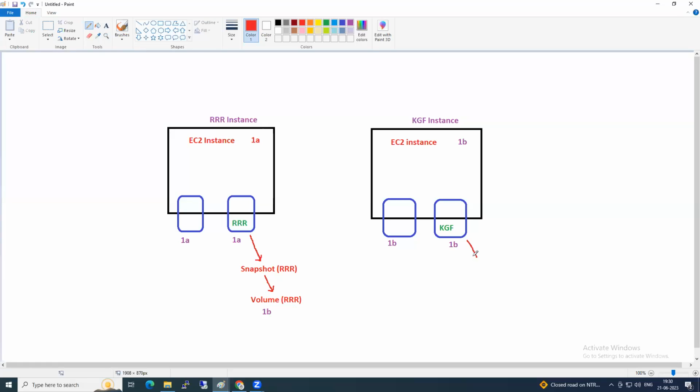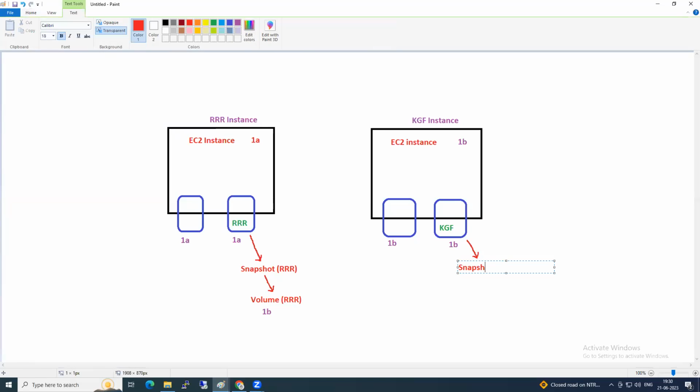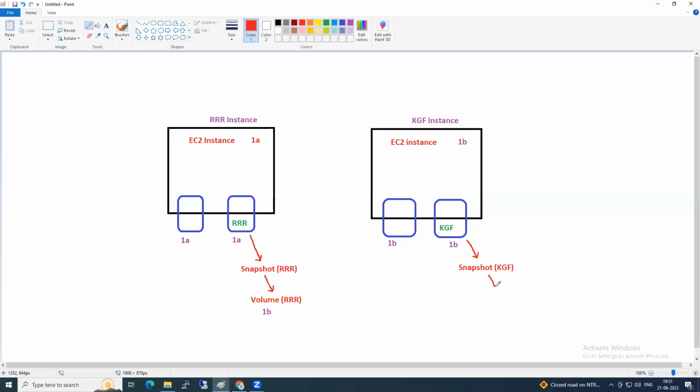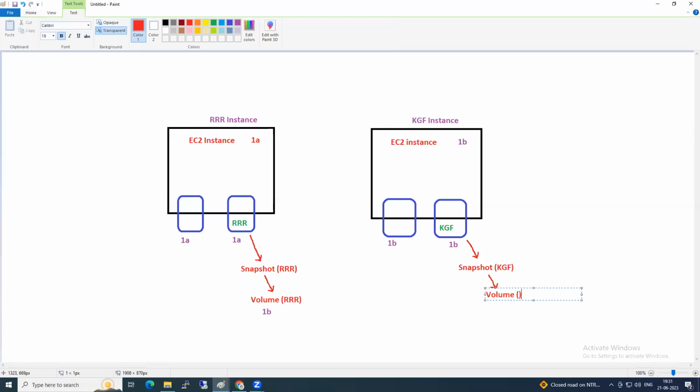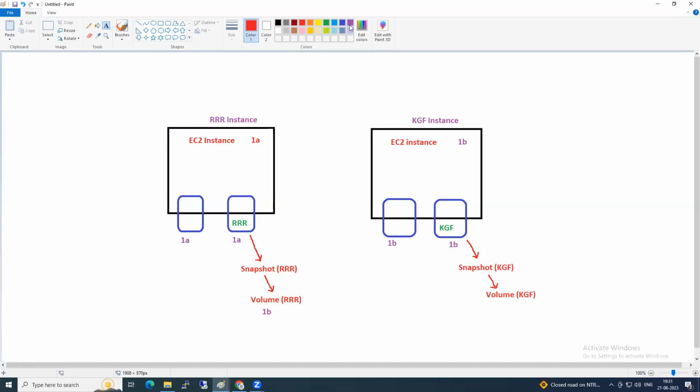So same thing here. I created a snapshot. This contains KGF. And from this snapshot, again, what do I create? A volume. What does the volume contain? The KGF movie. And this volume should be in which availability zone? 1A. So can I simply attach this 1A volume here and the 1B volume here? Yes.